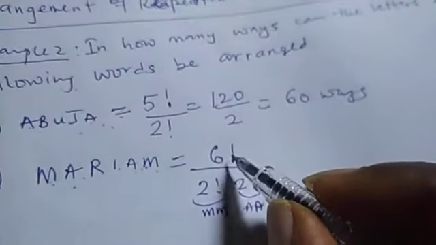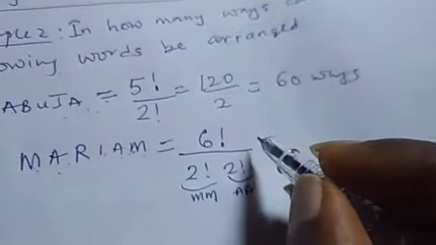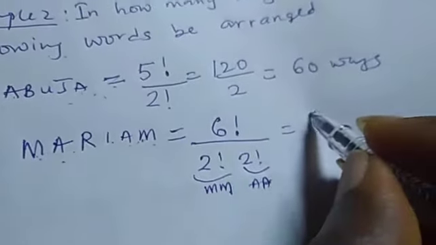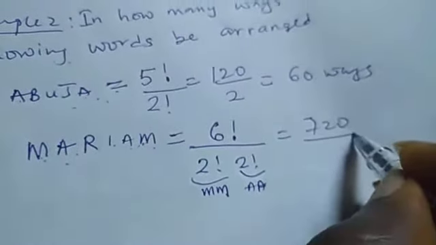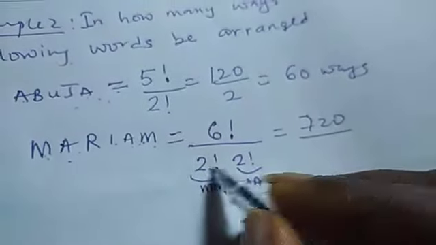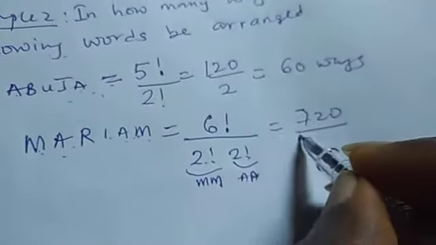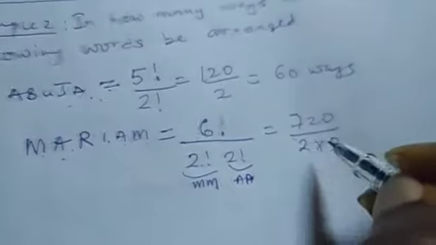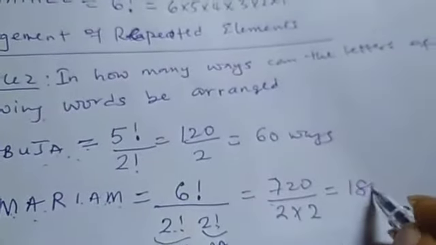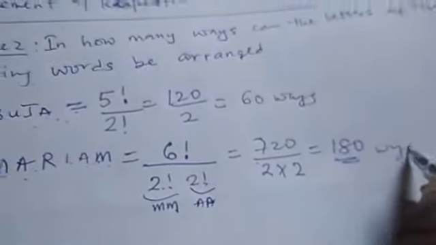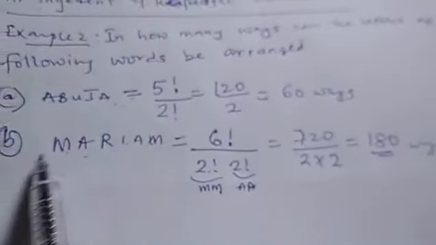Any one that occurred twice like that. So I cannot simplify this. 6 factorial will now give me 6 times 5 times 4 times up to 1. And that will give me 720. As usual, 2 factorial is 2. Another 2 factorial is 2. This is 2 times 2. So we will now divide this. When we divide this, we should have 180 ways. So it means in 180 ways I can arrange Miriam.